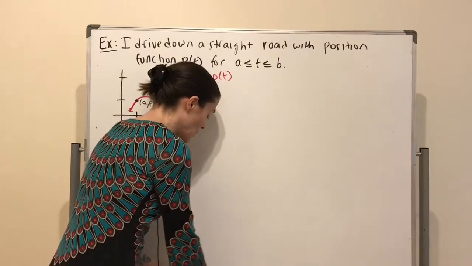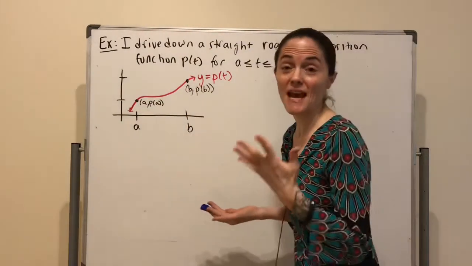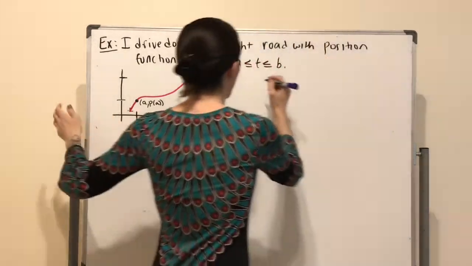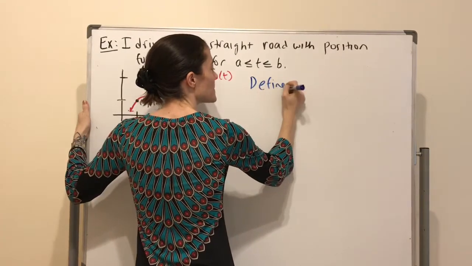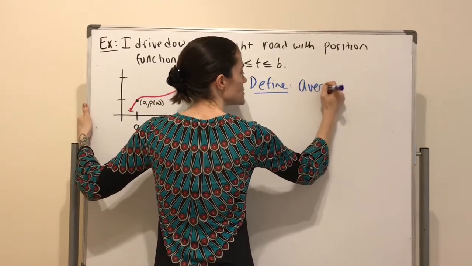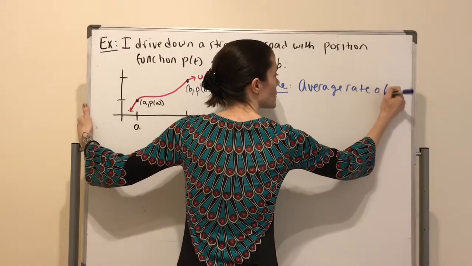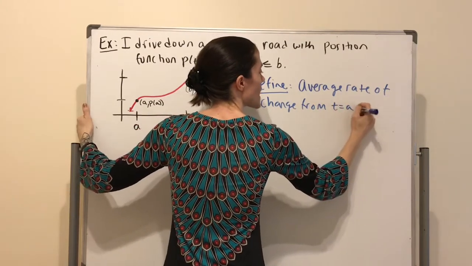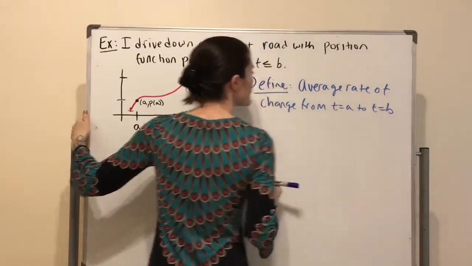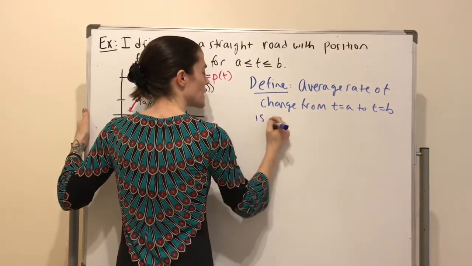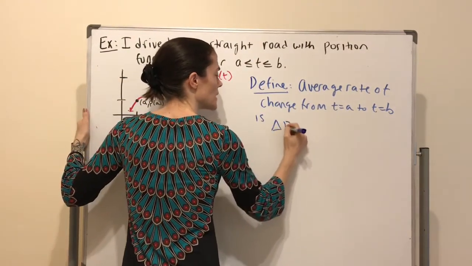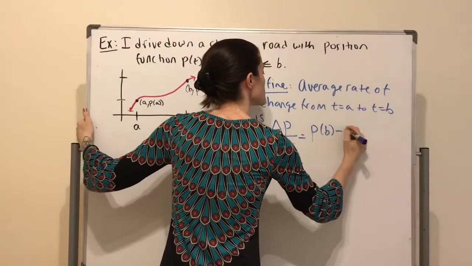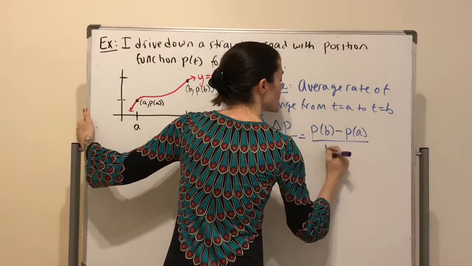Well, you see, the rate of change is not constant. But what we can do is define the average rate of change from t equals A to t equals B. This is the change in P over change in T, which is P of B minus P of A over B minus A.